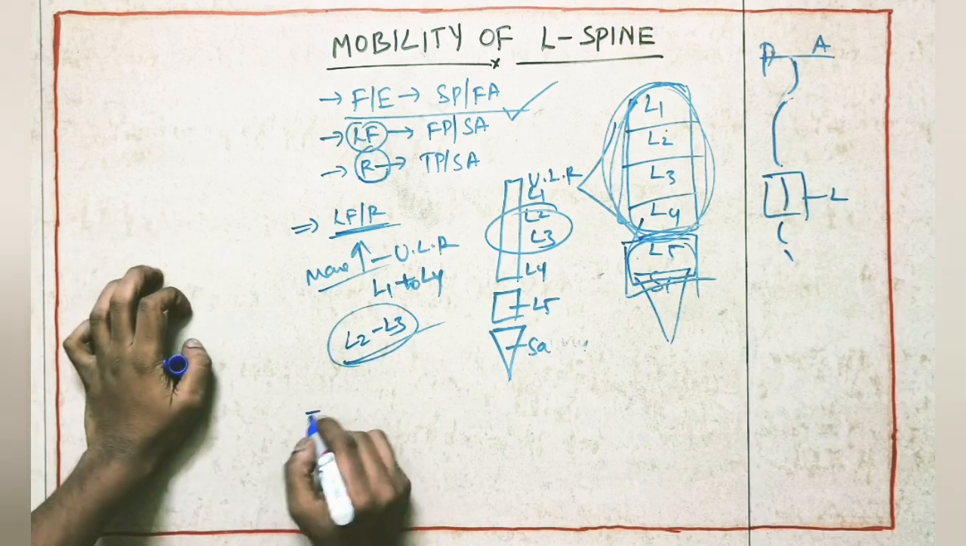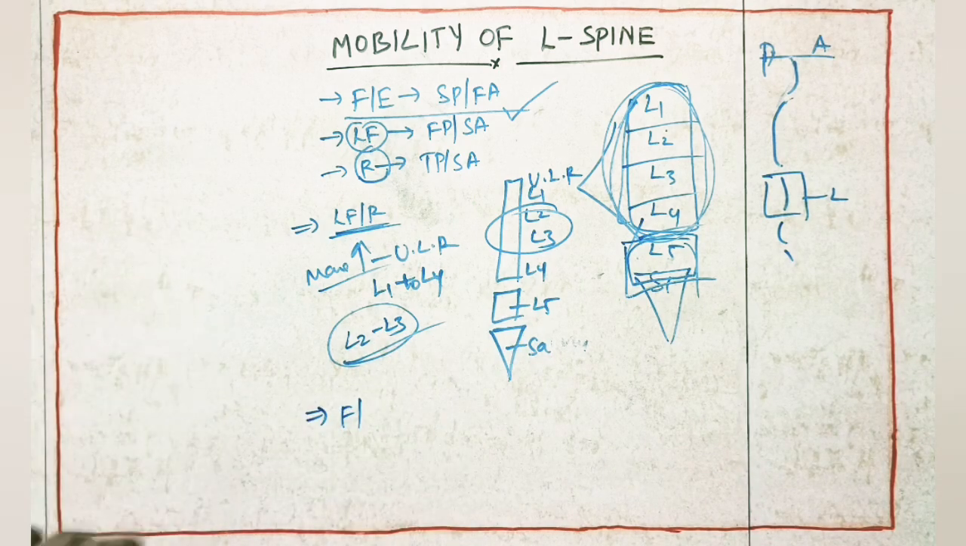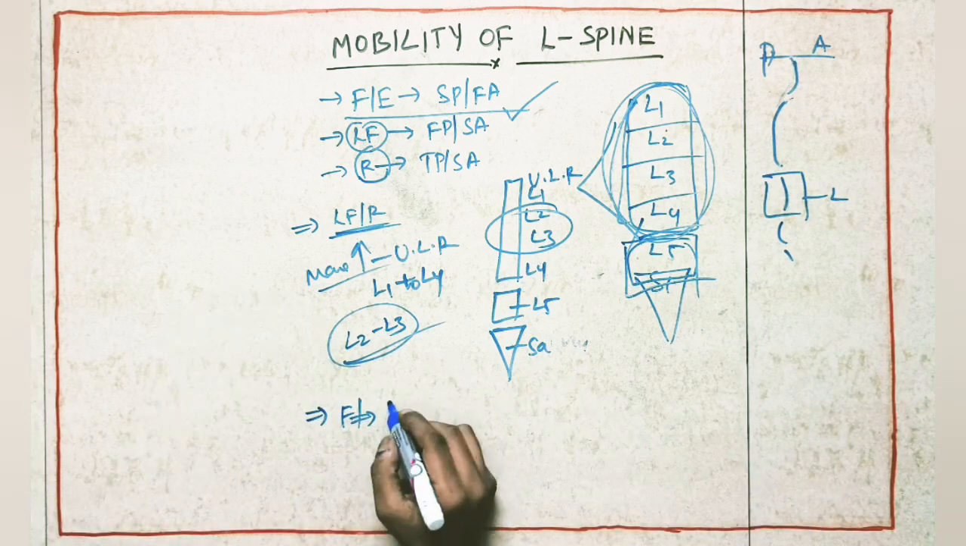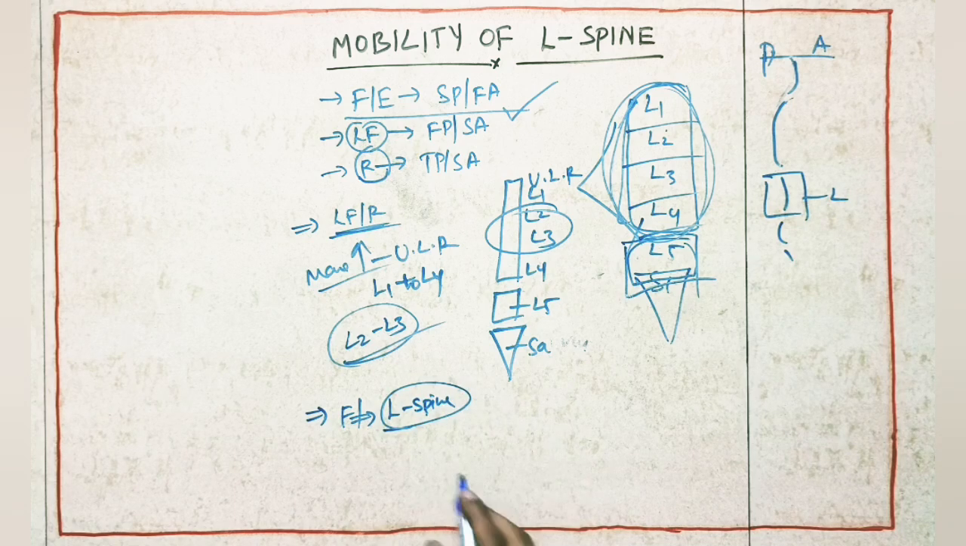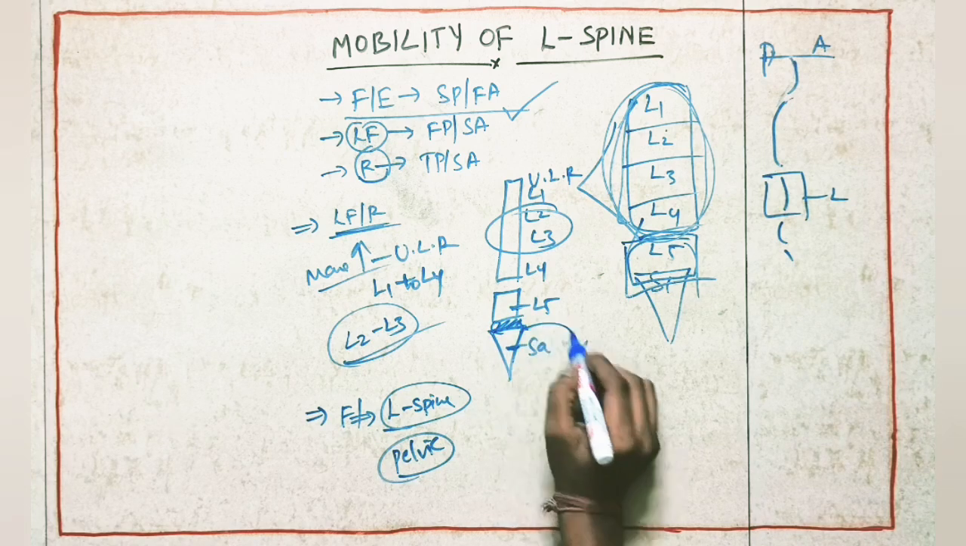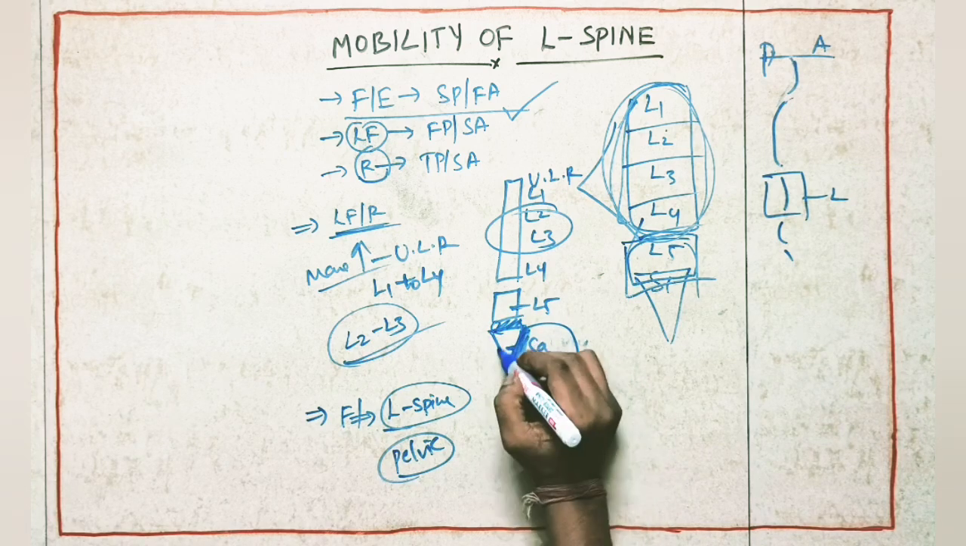Here one special point is there. If we are doing flexion of the lumbar spine, it is going to happen in two orders. First, the lumbar spine will be involved. After that, the pelvis will be involved. Why will the pelvis be involved? Here L5 is articulating with the sacrum, and the sacrum is going to articulate with the SI joint, the sacroiliac joint.